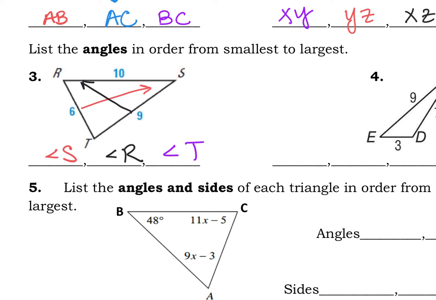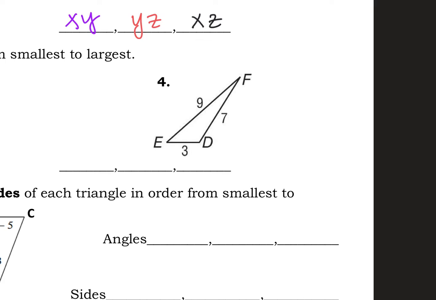All right, let's look at 4. Still going from smallest to largest. What's going to be the smallest angle here? F, because it's across from the smallest side. So we have angle F followed by angle E, because the next number would be 7. And therefore, the largest angle should be angle D.